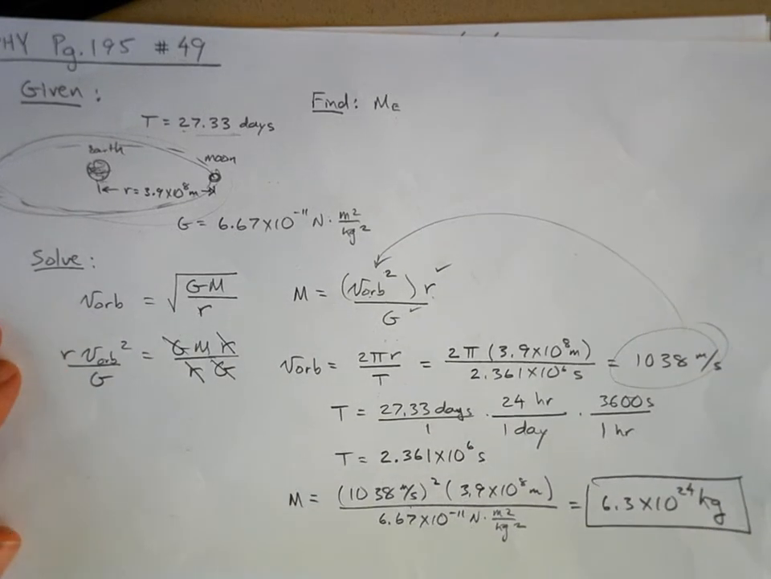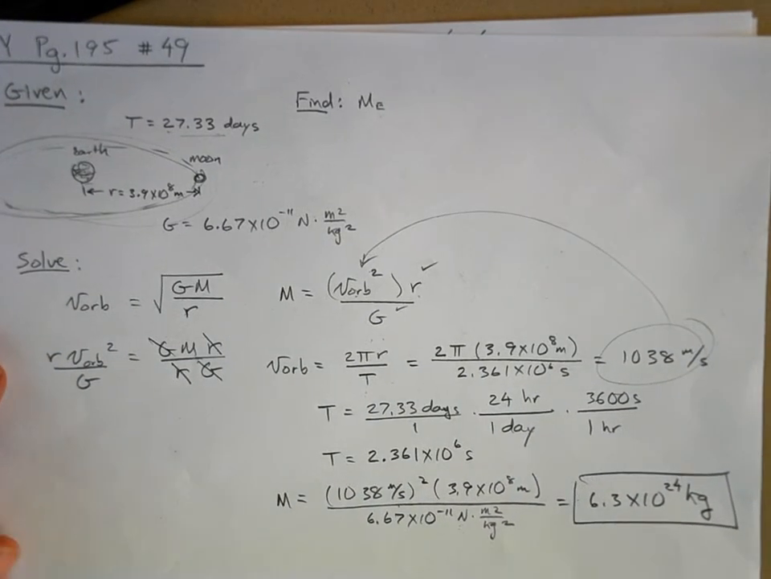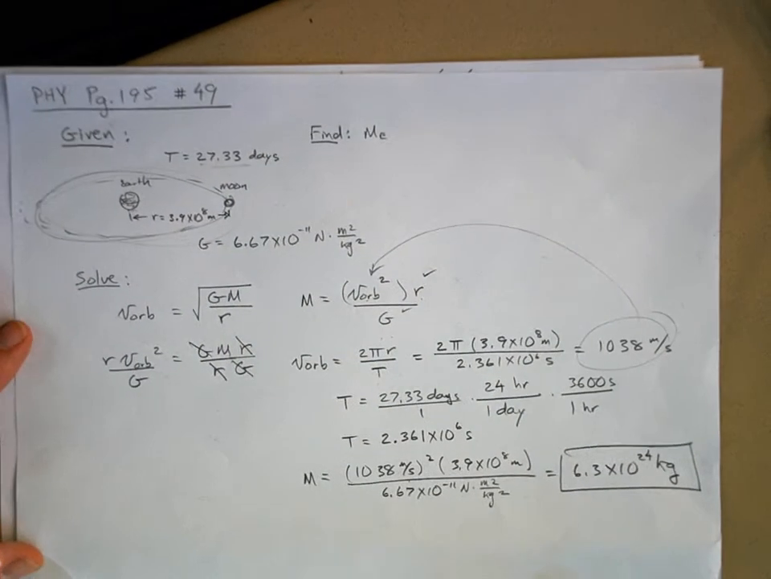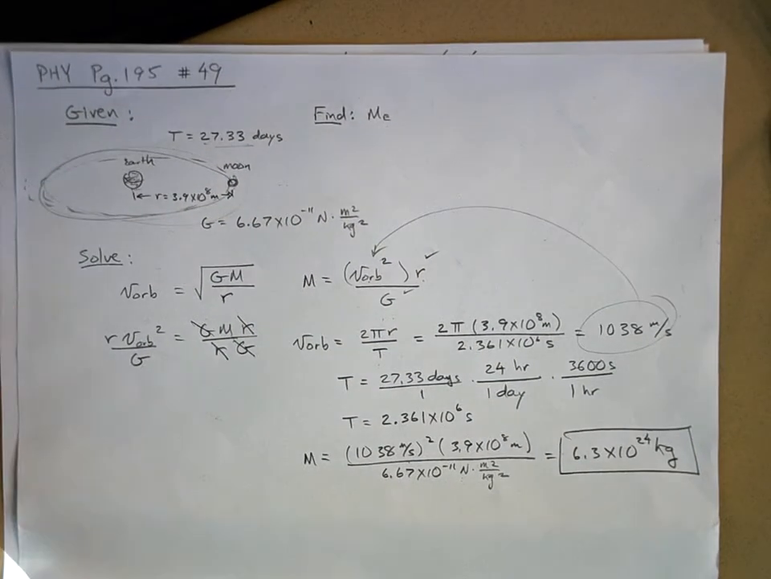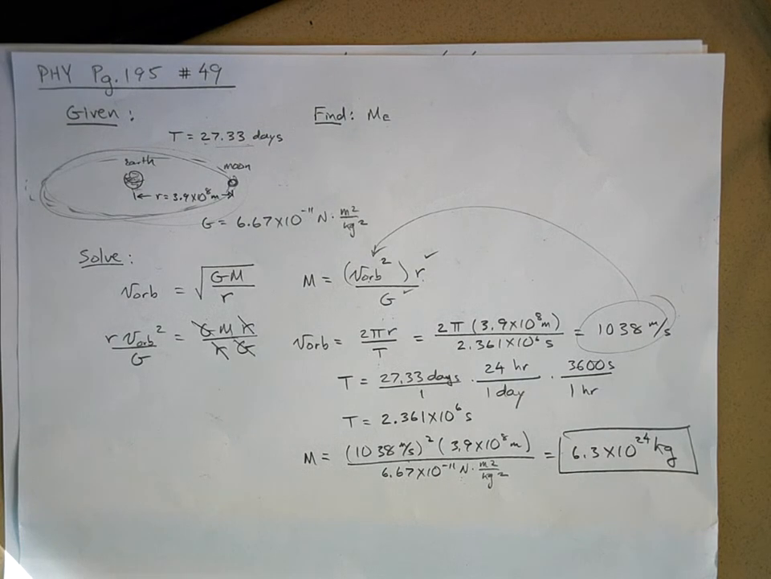Sweet. Okay. Now, how does that compare? Well, the actual mass of the Earth, if you look it up in the table, I think it's 5.97 times 10 to the 24. This is 6.3. So it's pretty close. Now why is it off at all?